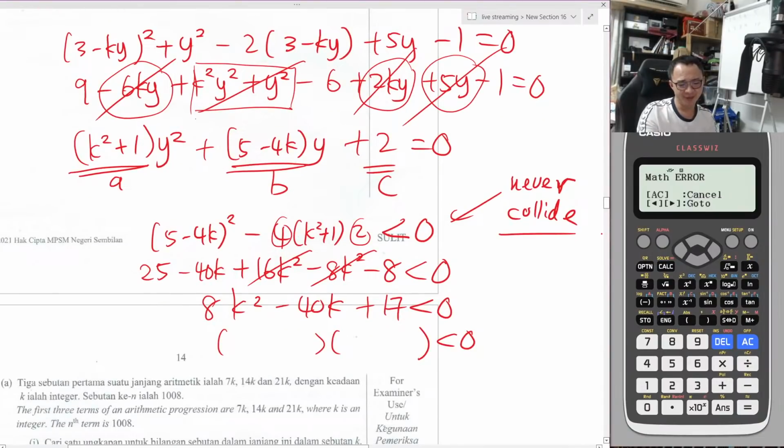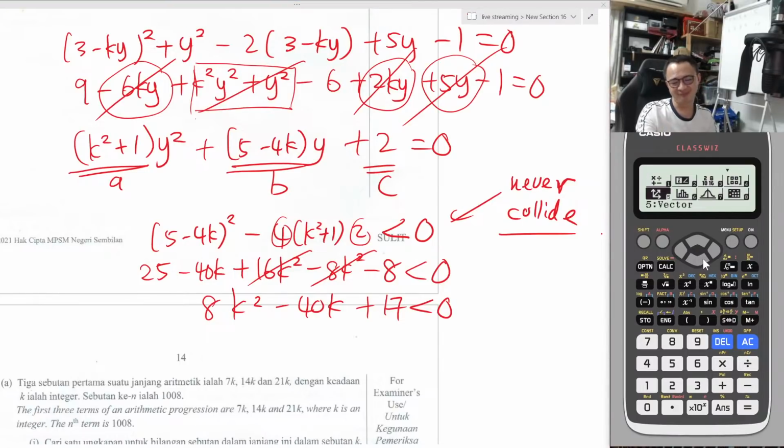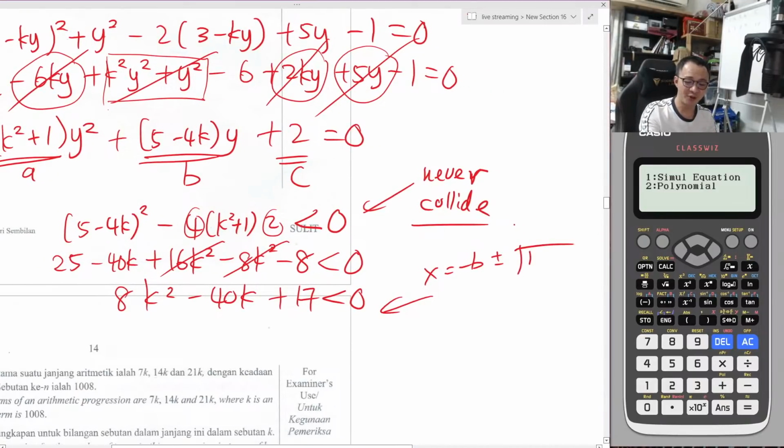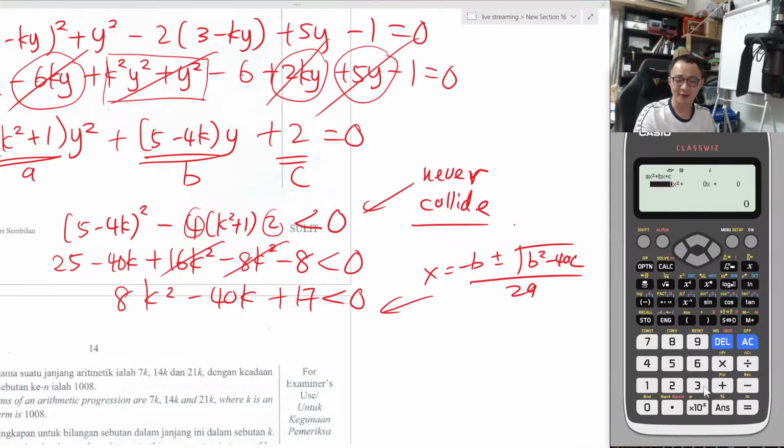Okay, this one I don't think we can factorize. I'm a bit lazy, I will use the EQN, but if you're hardworking, use the quadratic formula lah. x equals negative b plus minus square root of b squared minus 4ac, divided by 2a, to solve this question, because it seems like it cannot factorize. So the first one is 8, the second one is negative 40, the third one is 17.